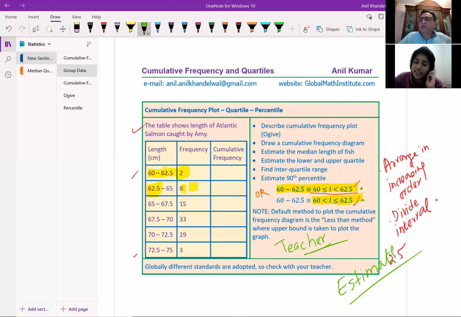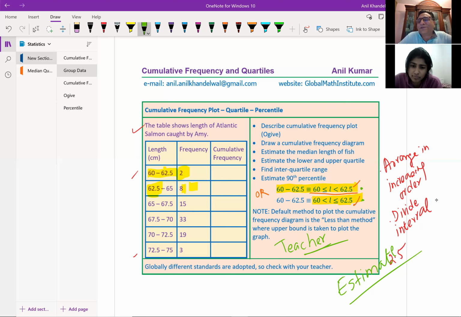Boundaries differ in different countries, and I don't know exactly what your teacher is going to follow. Your teacher is correct from my side, so I'm just giving you an option. Check with your teacher which is the correct way, and follow that. Is that clear to you? Okay, now before we begin with this, you should be clear.